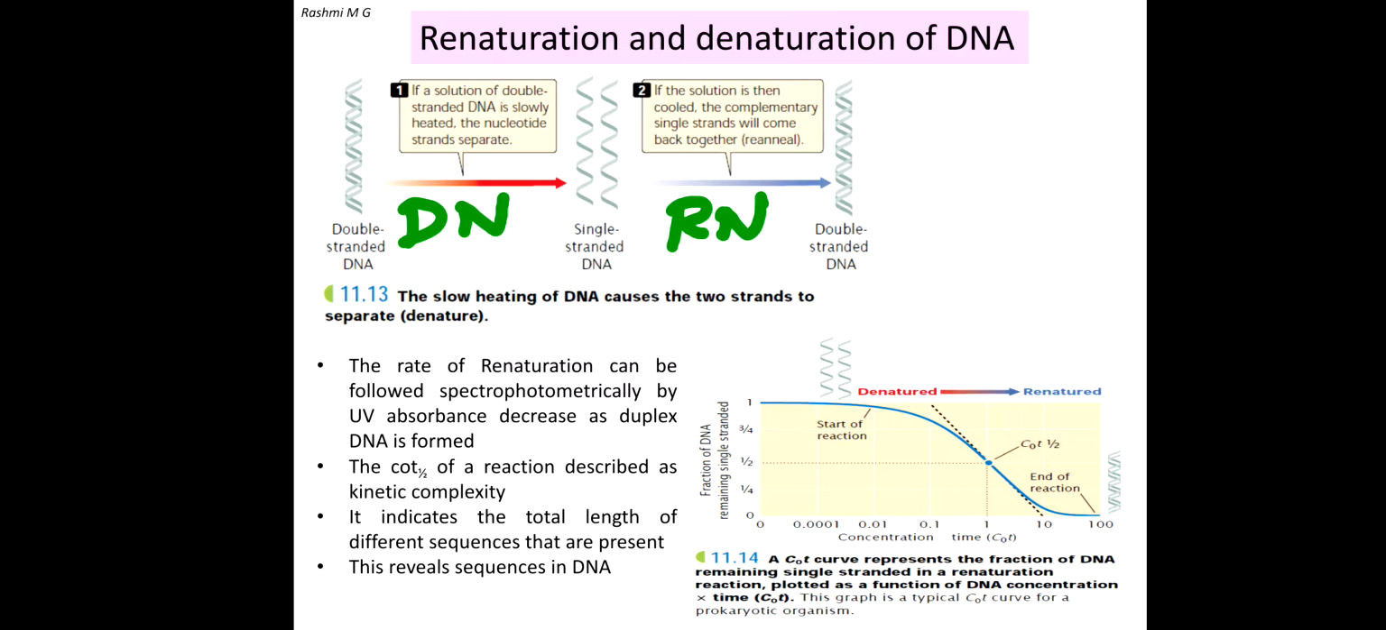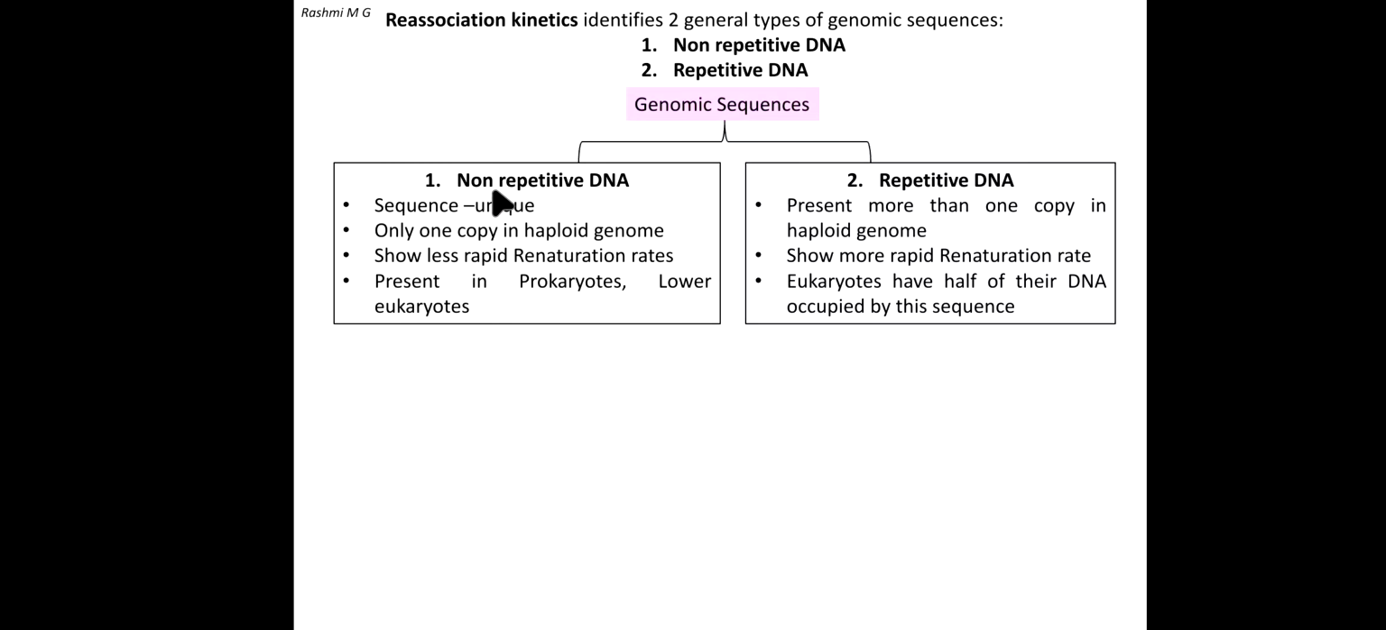Next is reassociation kinetics. What is this reassociation kinetics? While complementary base pairing is happening again between the two separated strands, we can see the genomic sequence and identify two general types of genomic sequence, that is non-repetitive DNA and repetitive DNA. So the genomic sequence will have non-repetitive DNA and repetitive DNA. How can we observe this? With the help of reassociation kinetics, or the renaturation process of DNA.